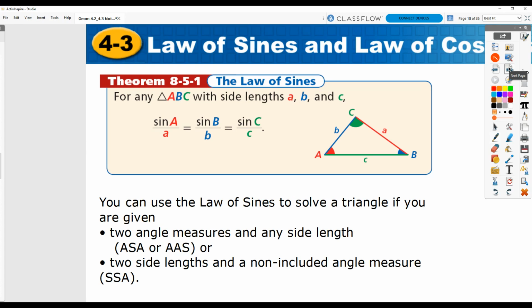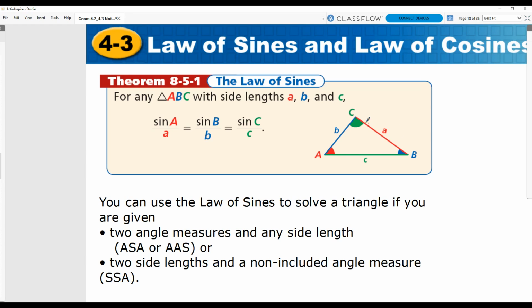So law of sines. Notice how our triangle looks very similar to how it was in 4.2. It's labeled the exact same way. You have your angles, and then you have your sides that are opposite of your angles. Like little a is opposite of big A. Same with B, and same with C. Our angles and our opposite sides are labeled across from each other.